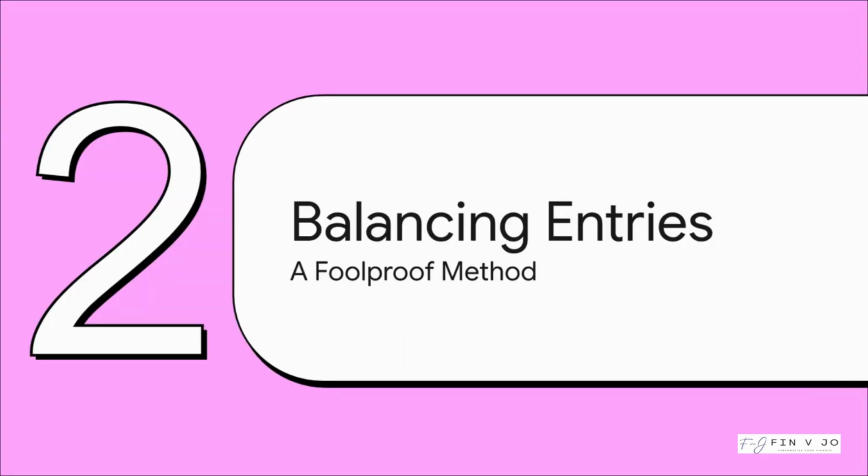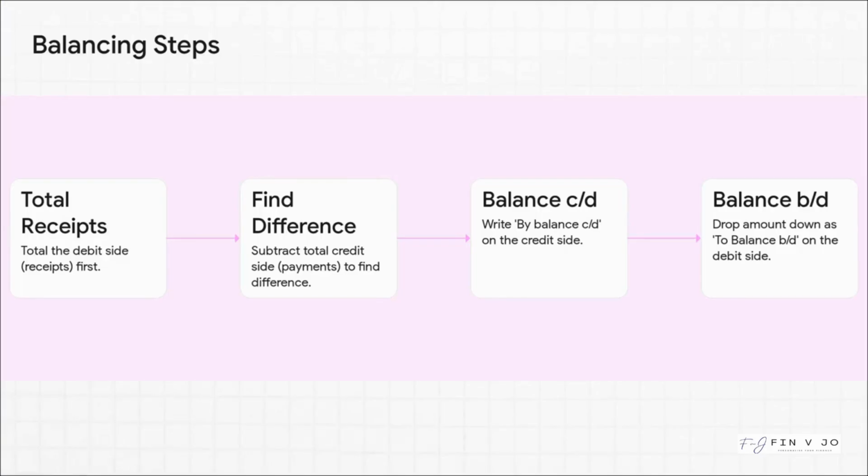Moving right along to Part 2, Steps for Balancing Entries, we're going to give you a foolproof method for this. Balancing is honestly where most points get lost, so think of this as your chronological checklist. Step 1, always total your debit side, your receipts, first. Step 2, you subtract the total of your credit side, your payments, to find the difference. Step 3, you write that difference on the credit side as by balance C/D, which stands for carried down, making both columns equal. And finally, Step 4, you bring that exact same amount down on the debit side, below the totals, as to balance B/D, or brought down. That's how you start your new period with cash in hand.